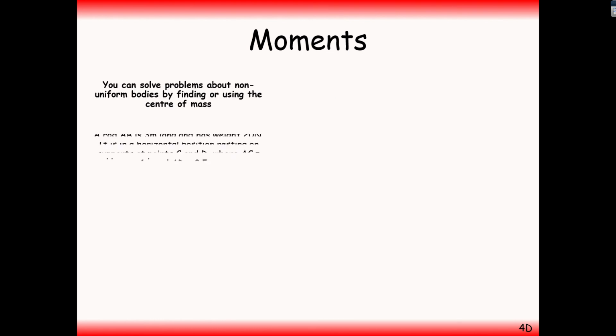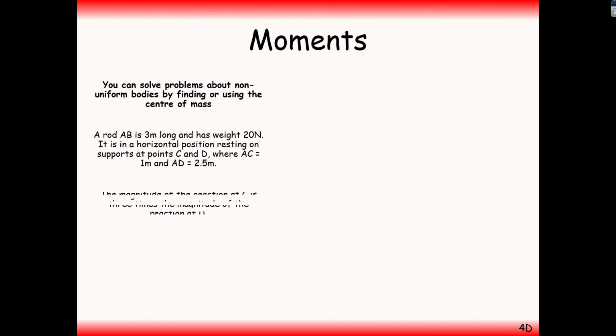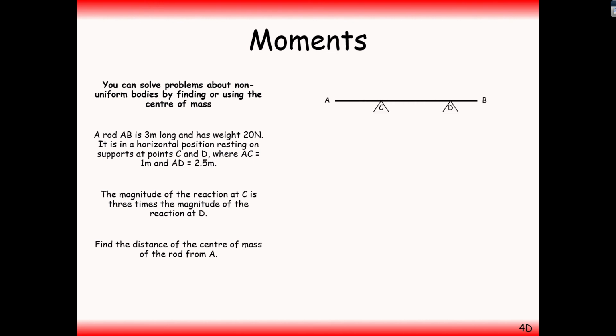Okay, one more example. Let's have another look. 3 meter long rod AB, the weight's 20 newtons. Horizontally, most of these moments questions will be horizontal. Resting on supports at C and D, we're told some distances to the supports. We've also got information about the reactions, the reaction forces on each of these pivots. And then we want the distance of the centre of mass of the rod from A. So where does the centre of mass, the weight of the rod, go?